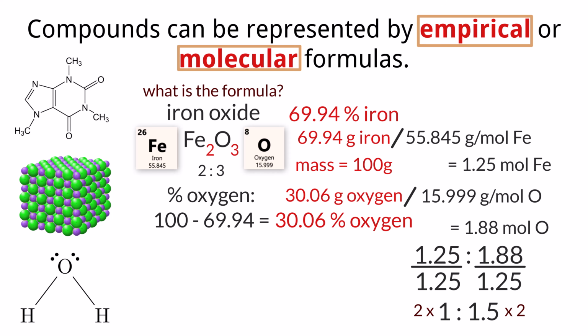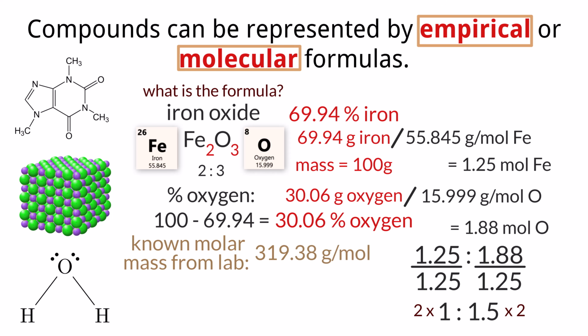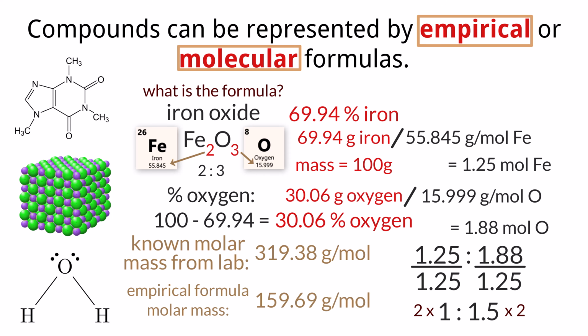This can be accomplished when given the molar mass of the compound, which in reality would be experimentally determined. Let's say we determine the molar mass of this iron oxide to be 319.38 grams per mole. Let's compare this molar mass of the unknown molecular formula to the molar mass of the known empirical formula. The molar mass of the empirical formula can be calculated as follows: 2 times 55.845 plus 3 times 16, which equals 159.69 grams per mole.